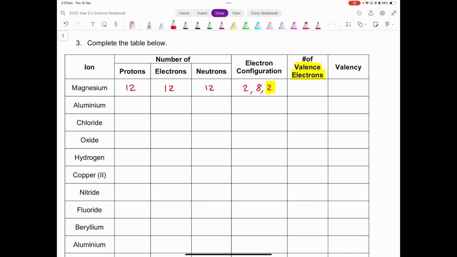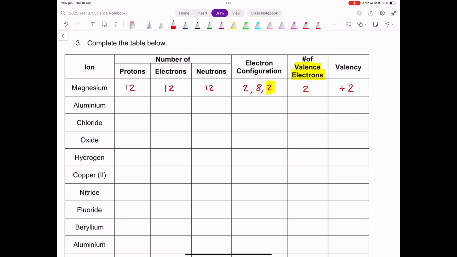2. And here is the final part. In order for magnesium to get a full shell, is it easier for it to gain 6 or to lose 2? And if it loses 2 of its negative electrons, it is going to end up with a charge of +2, the valency here. So you know what, we'll do one more together and then I'm going to leave them all to you.